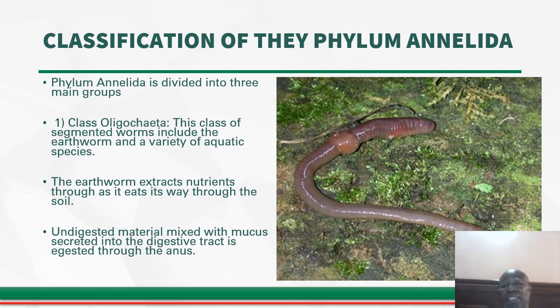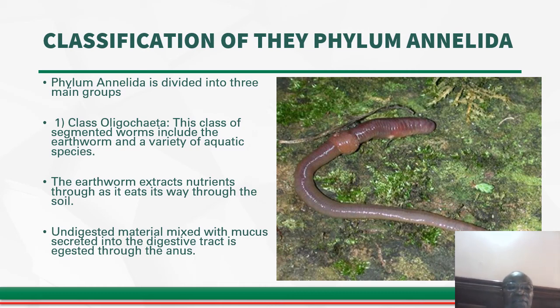This is the photograph of a worm, an earthworm, on the right hand side of this slide. You can see this is a typical earthworm, and they belong to the class Oligochaeta. The earthworm extracts nutrients as it eats its way through the soil. They are found in the soil, of course. As it is burrowing into the soil, that is when it extracts its nutrients.